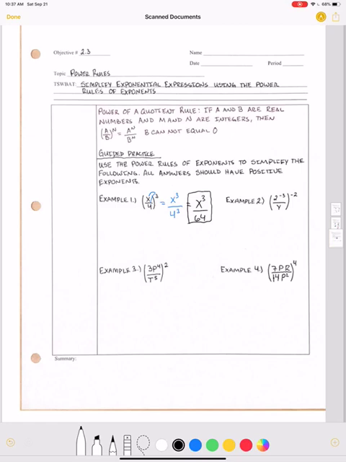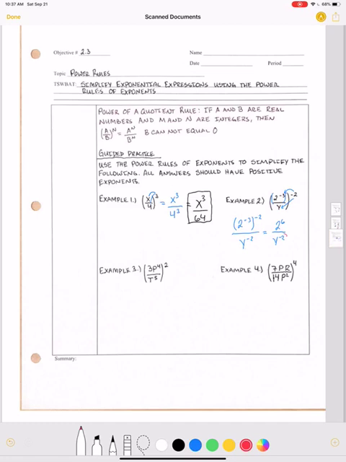In example 2, I have 2 to the negative 3rd over y times negative 2. I'm going to distribute the negative 2 to the numerator, the whole numerator, and to the denominator. So this is going to be 2 to the negative 3rd raised to the negative 2 power over y to the negative 2 power. Negative 3 times negative 2 is going to be positive 6. So I have 2 to the 6th over y to the negative 2.